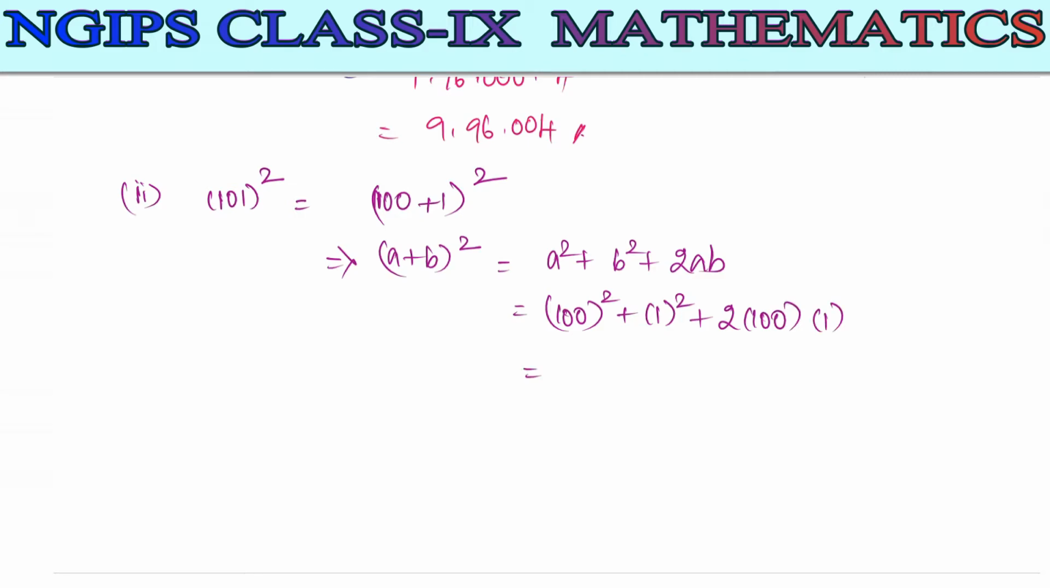1 followed by 2 zeros will become 1 followed by 4 zeros. Just we need to double the zeros, and 1, and here plus we have 2 into 100, it is 200. 200 into 1 is going to be 200. So here we will get 10,201. So this is the final answer.